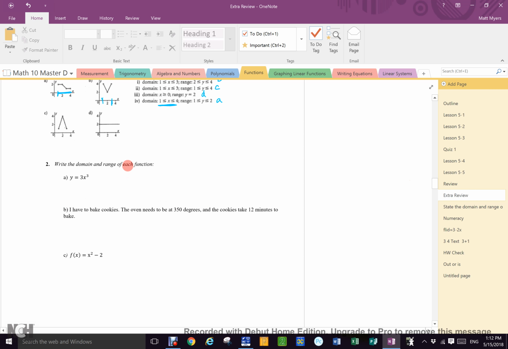Right, the domain and range of each function. Can every single number be cubed and multiplied by 3? Yes. So x is all real numbers, which means y is all real numbers.